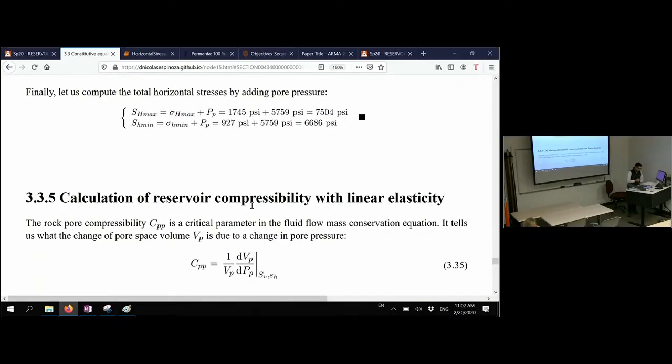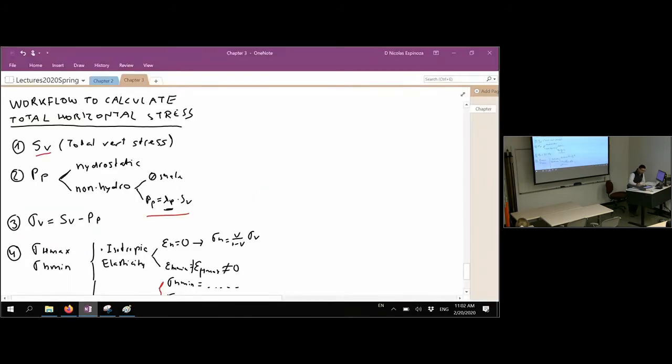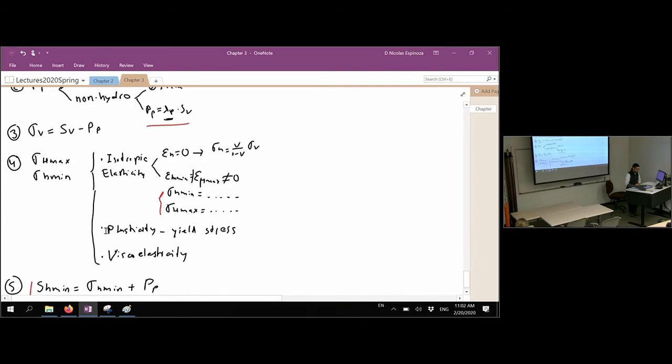Other than that, I think we are good to start talking about reservoir compressibility. And this is another example of applying linear elasticity in order to predict rock properties. The first example that we saw was related to calculating total stress. The second example that we're going to see is related to calculating the rock compressibility. There is an equation that I'm missing here right now in my notes, but I'm going to write it over here. And this equation is related to pore pressure.